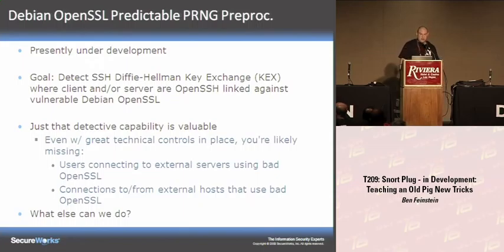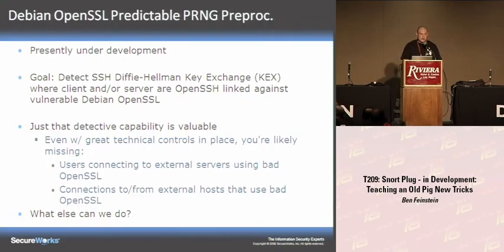So our preprocessor, it's basically a detection preprocessor at this point. What it does is it looks at the Diffie-Hellman key exchange between the two SSH peers, and it attempts to brute force the random values that are generated if one or both of the parties was using this bad Debian OpenSSL random number generator. So it's got a detective capability right now.